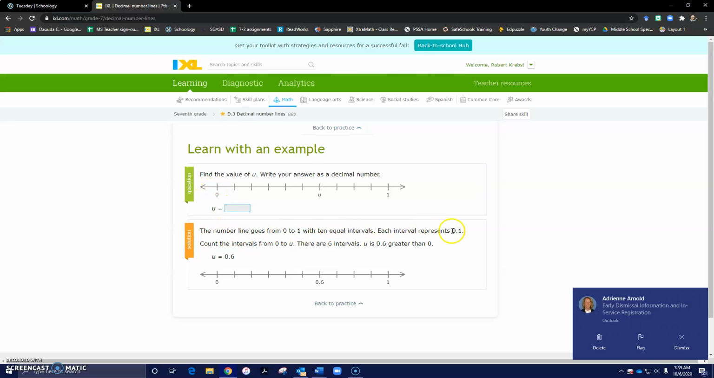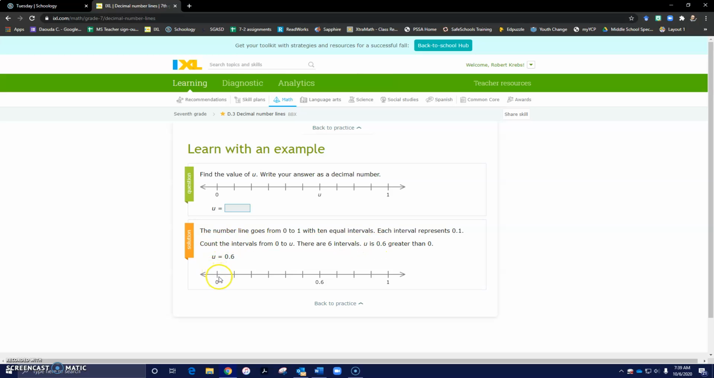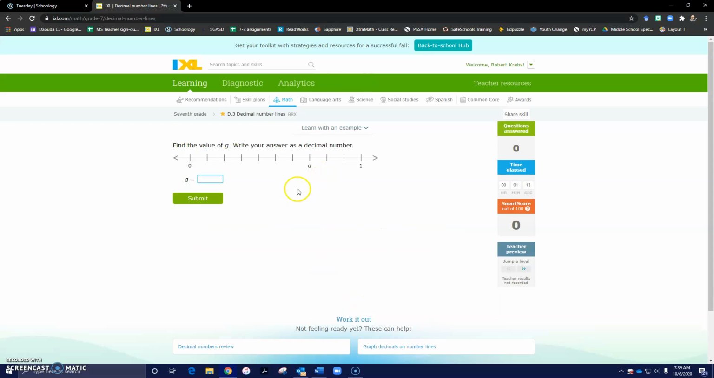So each interval represents 1/10. So basically all we have to do is start at 0, count our way up to the u, so 1, 2, 3, 4, 5, 6, and I'm at 6/10. Since there's 6 intervals or 6 spaces that I'm jumping, that would be 0.6.